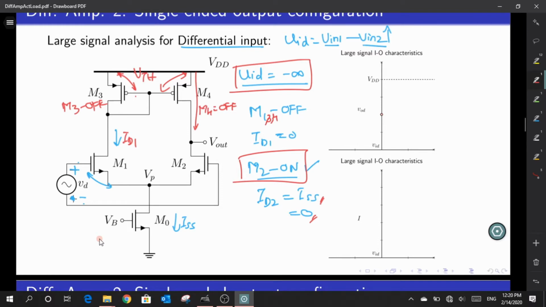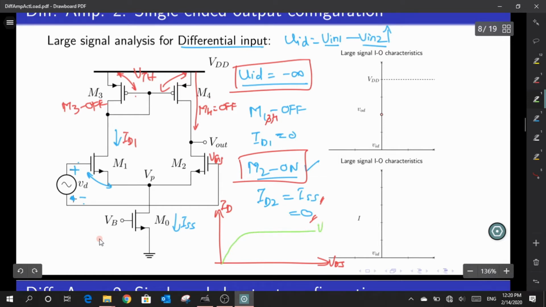So which region does it have to be operating in? Linear or deep linear region. It is something like this. We have a graph where I can plot ID versus VDS, and we know there is enough VGS here. I have a particular value of VGS sitting across the gate of M2, due to which it can have a current for the given value of VGS. But there is no current flowing through this device M2.